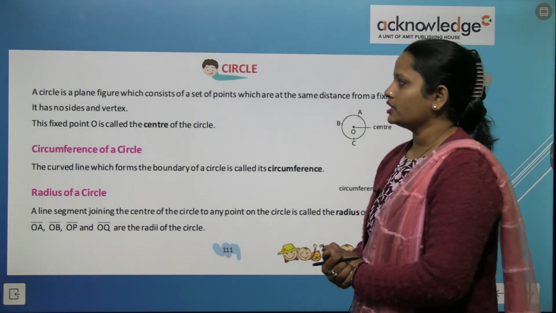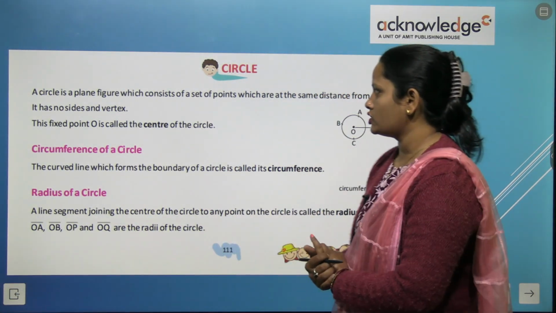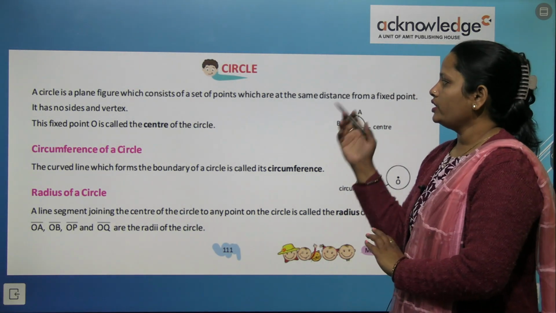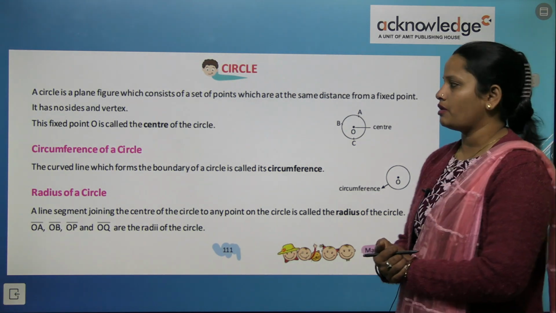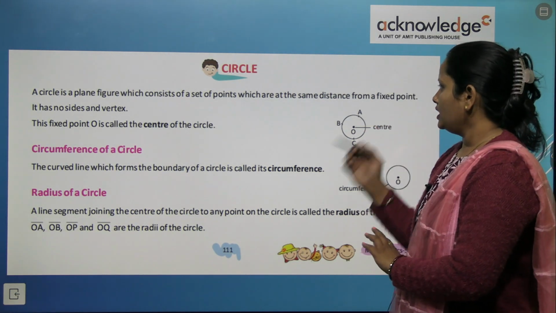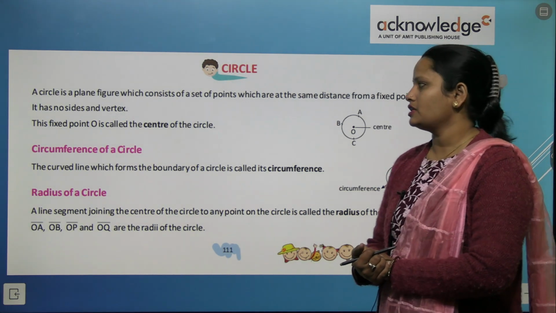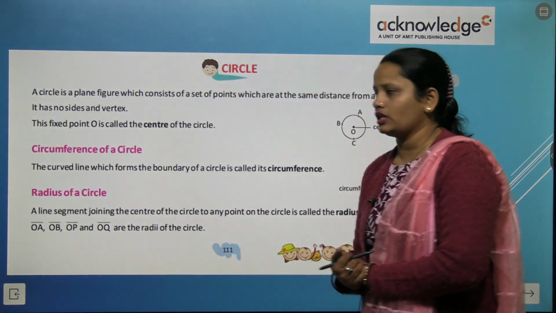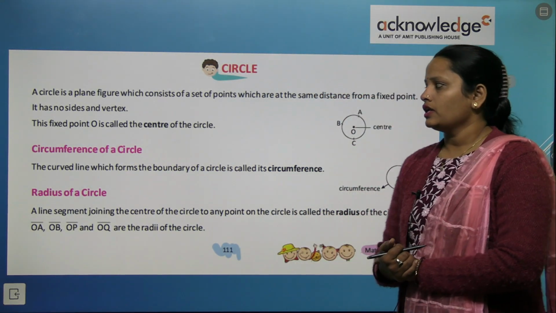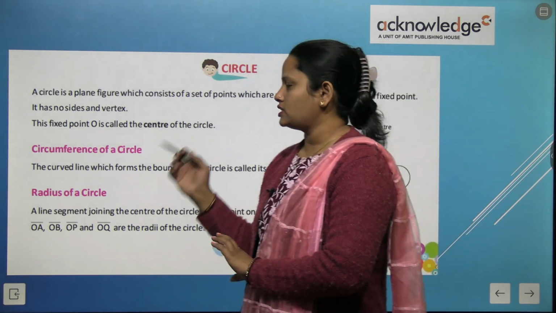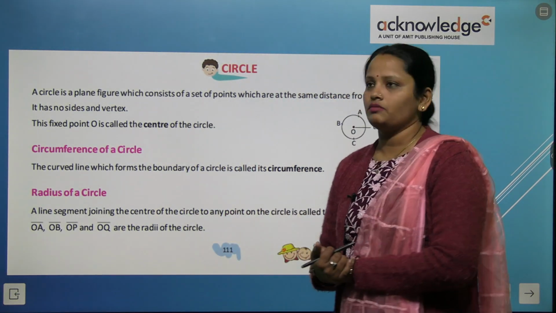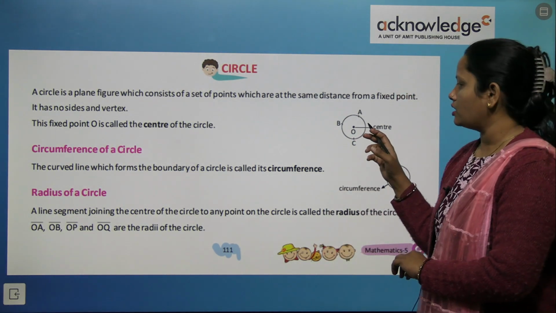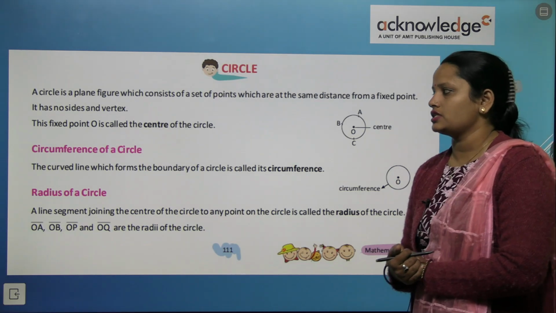What is a circle? A circle is a plane figure which consists of a set of points. एक circle क्या है? एक plane figure है जिसमें बहुत सारे points होते हैं, which are at the same distance from a fixed point. जो एक ही distance पे होते हैं एक fixed point से. It has no sides and vertex. इसके ना कोई sides होते हैं ना ही कोई vertex होते हैं. This fixed point O is called the center of the circle. और इस fixed point को हम center कहते हैं circle का. Here you can see this is the circle and the center point O is called the center.